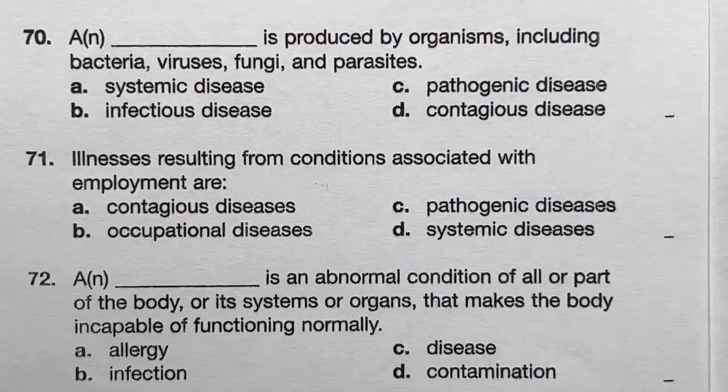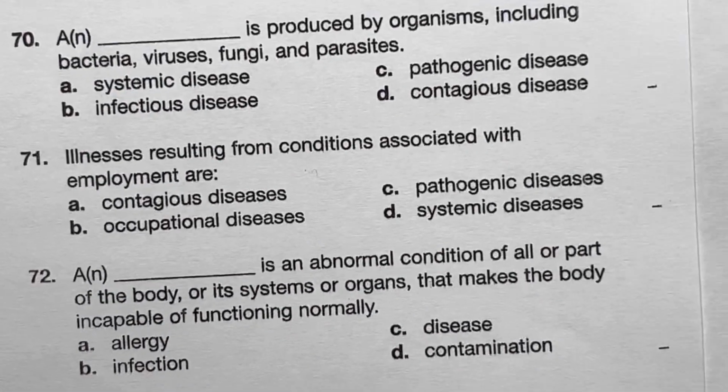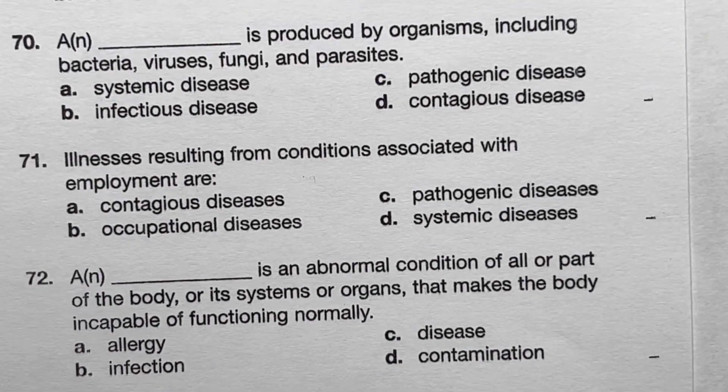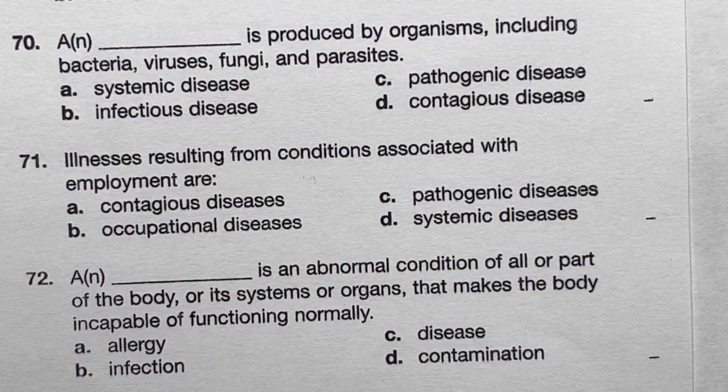Number 70. A blank is produced by organisms including bacteria, viruses, fungi, and parasites. A. Systemic disease, B. Infectious disease, C. Pathogenic disease, D. Contagious disease. The correct answer is C.